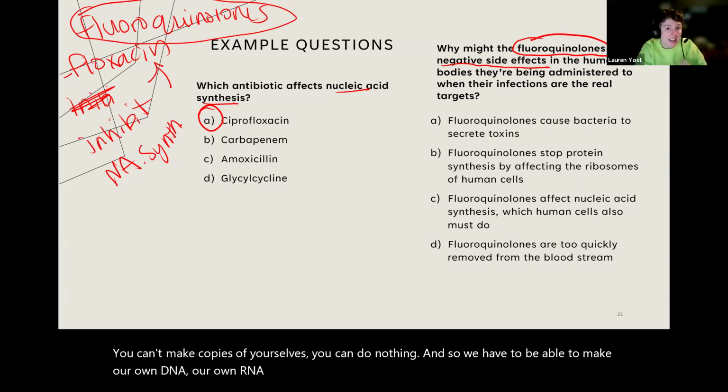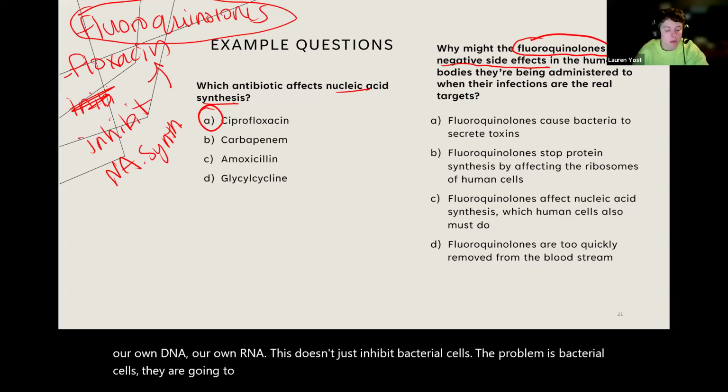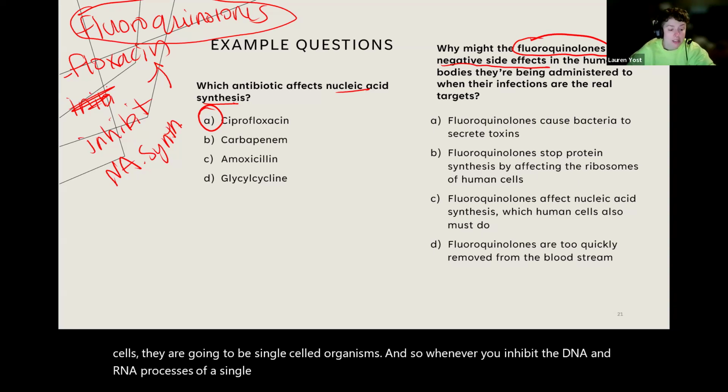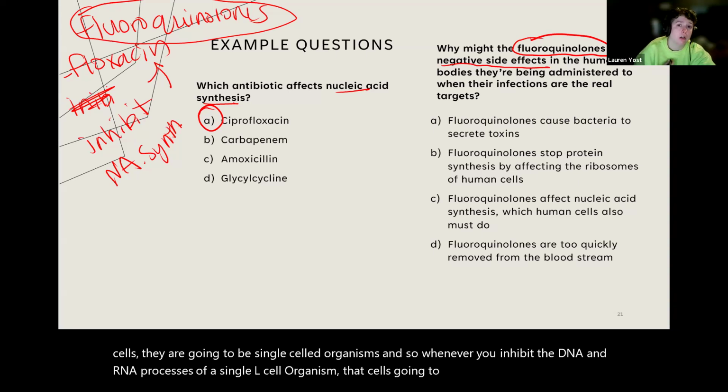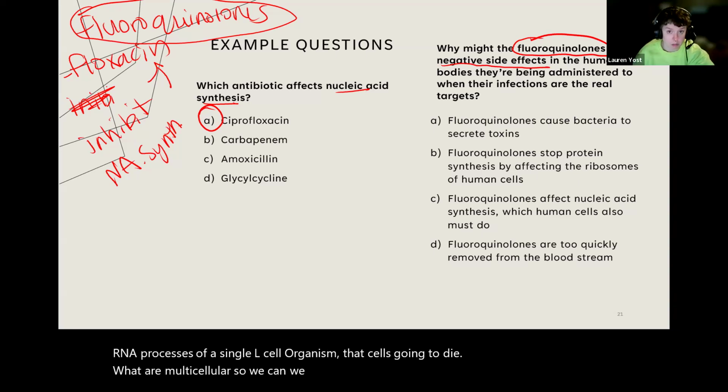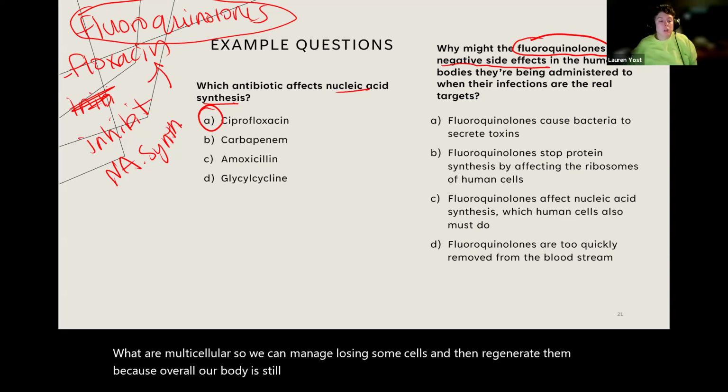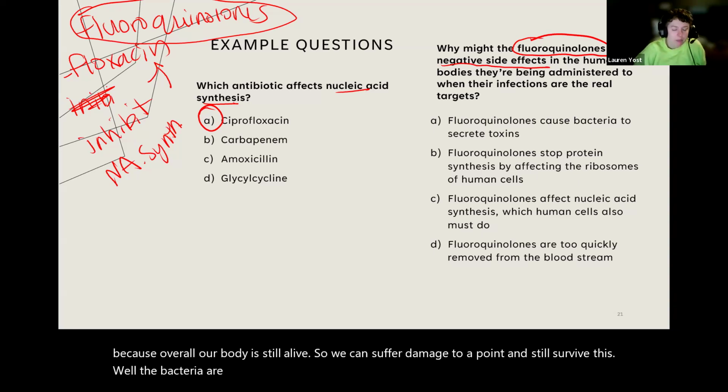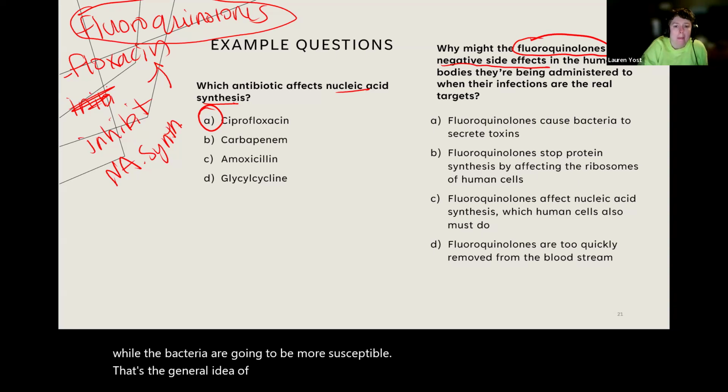This doesn't just inhibit bacterial cells. The problem is bacterial cells are single-celled organisms. And so whenever you inhibit the DNA and RNA processes of a single-celled organism, that cell's going to die. We're multicellular, so we can manage losing some cells and then regenerate them, because overall our body is still alive. So we can suffer damage to a point and still survive this, while the bacteria are going to be more susceptible. That's the general idea of how that's going to be functional. But basically, let's come back to the question.